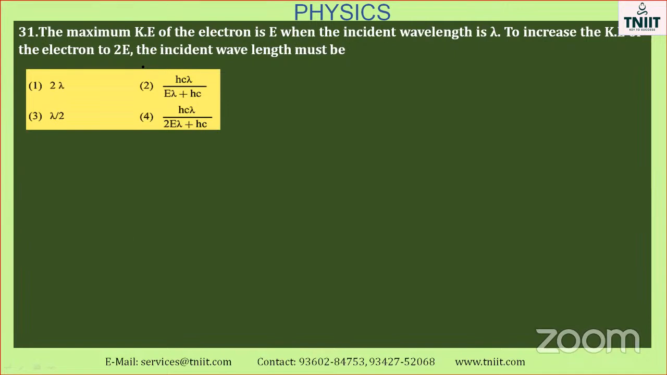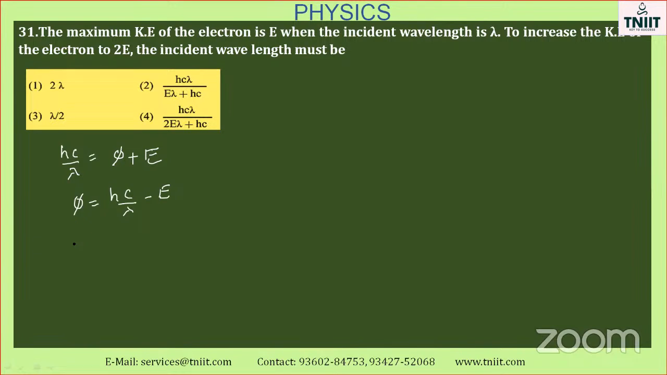The maximum kinetic energy of the electron is E when the incident wavelength is lambda. To increase the kinetic energy of the electron to 2E, the incident wavelength is? What is the general equation of the photoelectric effect? Total energy is equal to work function plus the kinetic energy. Let it be E. What is the work function from this? Total energy minus the kinetic energy.